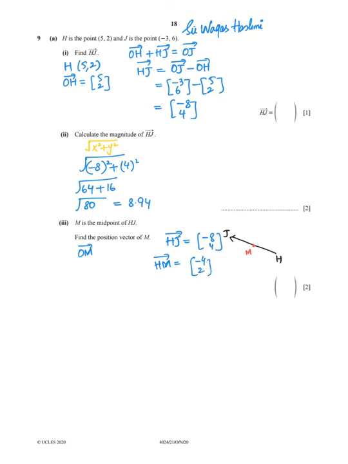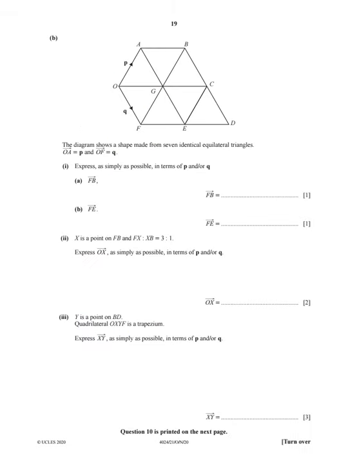So we need to find out the vector OM, so I can say that OH plus HM leads to OM, right? That is the path identification. OH is given in the question, it's 5 and 2. HM we found, it's minus 4 and 2. So 5 minus 4 is 1, and 2 plus 2 equals 4. That is your position vector of OM, and that is your answer. Alright, that is your part B.